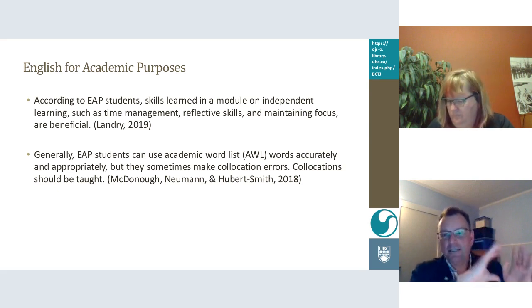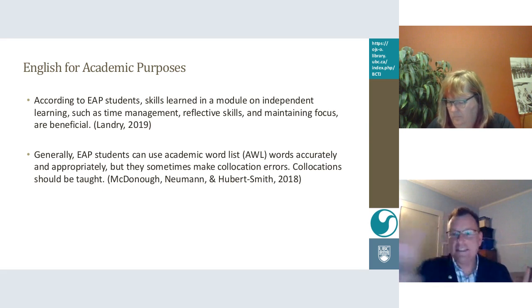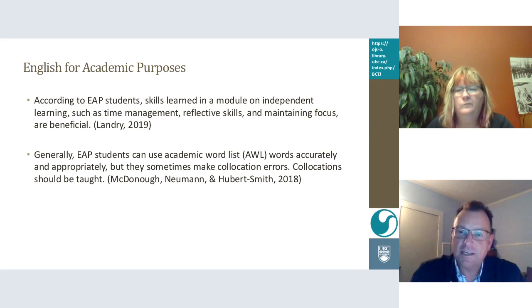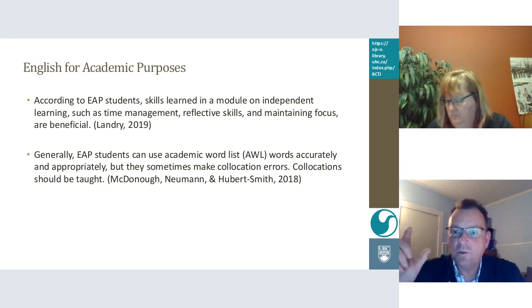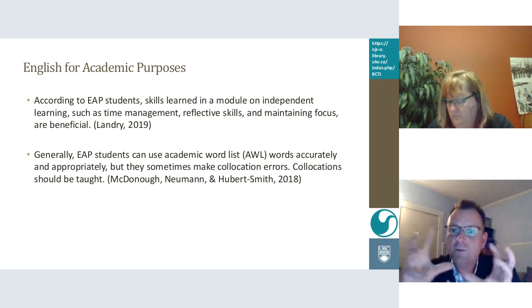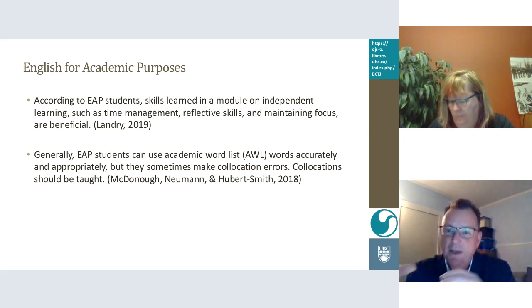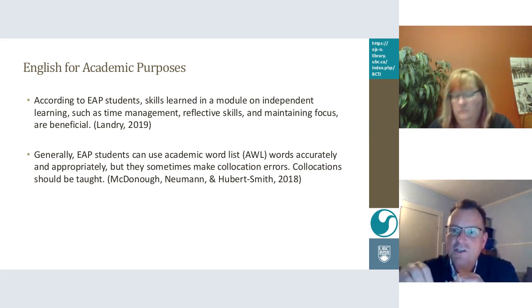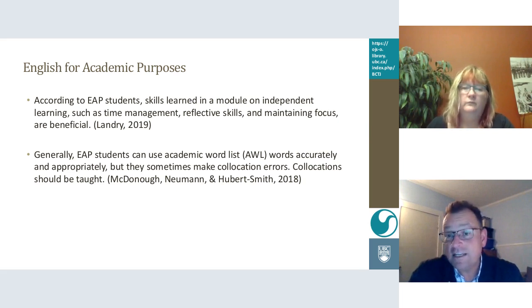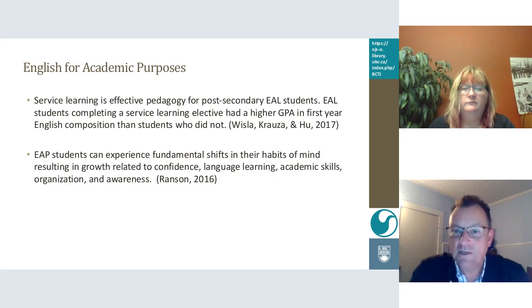So remember we were talking about that tier 2 vocabulary that goes across disciplines. Students know what they are. The problem in this particular study was that students seemed to struggle with the words that go around those academic word list words. In other words, the collocations, or the company that those words keep. Students were making errors in collocations. And so what this study recommended is that, rather than teaching word lists by themselves, teaching collocations is important as well. So I thought that was an interesting finding.